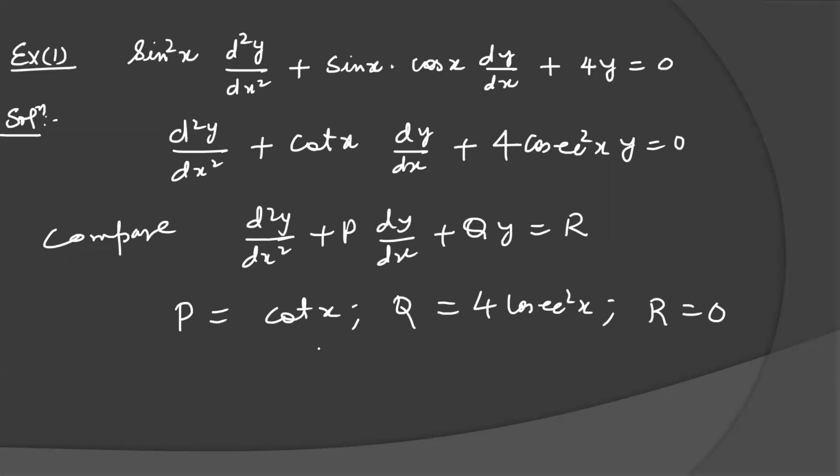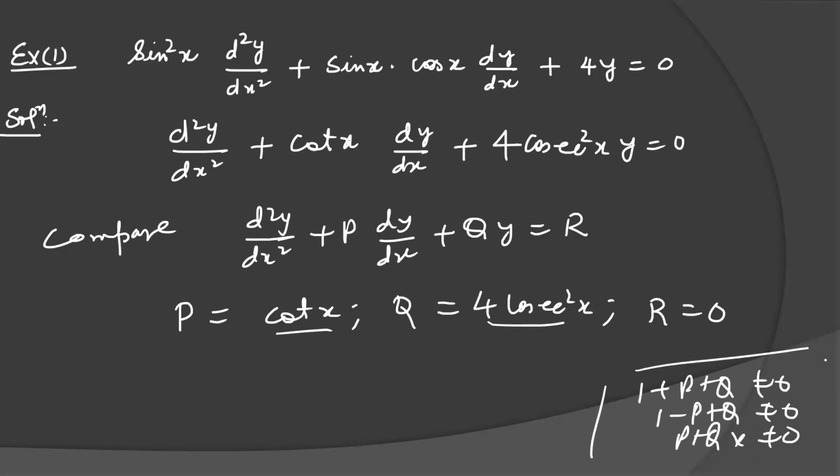Because this is not a constant coefficient equation, we cannot apply the auxiliary equation method, and it is very difficult to apply variation of parameters. Is one part of the CF known? 1 plus p plus q is not 0. 1 minus p plus q is not 0. P plus qx is not 0. You can check it. It means one part of the CF is also not known. So we will try the method of change of independent variable.